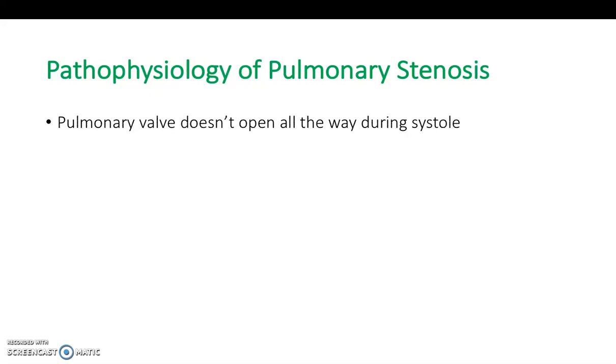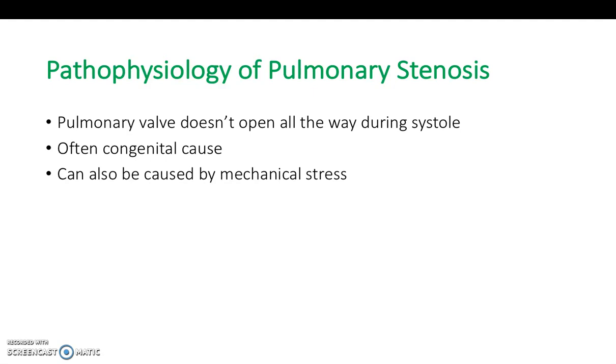So pulmonary stenosis is when the valve doesn't open all the way during systole. It's often a congenital cause, which means from birth the cusp may not be fully developed or irregularly shaped. And pulmonary stenosis is often associated with congenital heart diseases such as tetralogy of Fallot or Noonan syndrome. We've also got mechanical stress as a cause, which causes damage to the endothelial cells around the valve, causing fibrosis and calcification, which hardens the valves and makes it more difficult to open all the way.